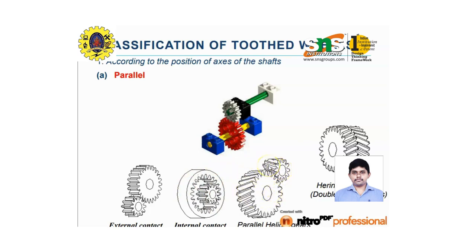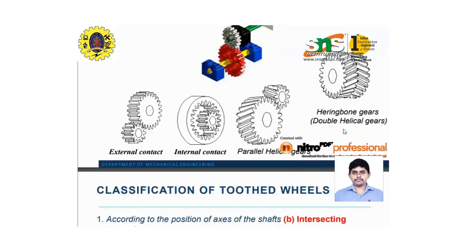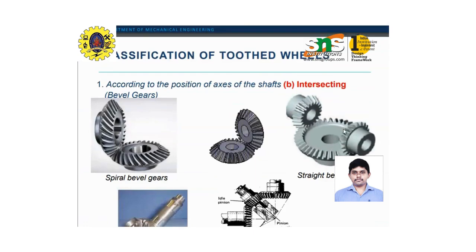and this third diagram represents the helical gear setup. And if the teeth are arranged in a V kind of shape, it represents the herringbone gear. Okay, so these are the basic kinds of toothed wheels that we are using.